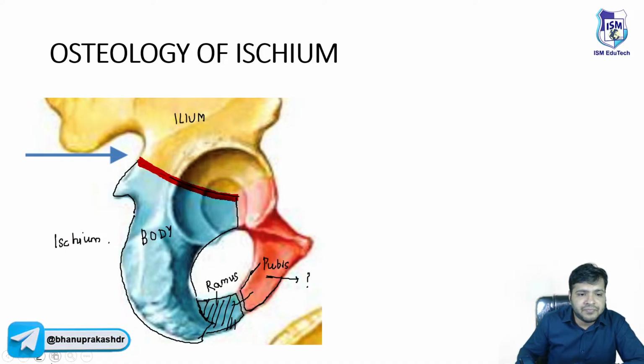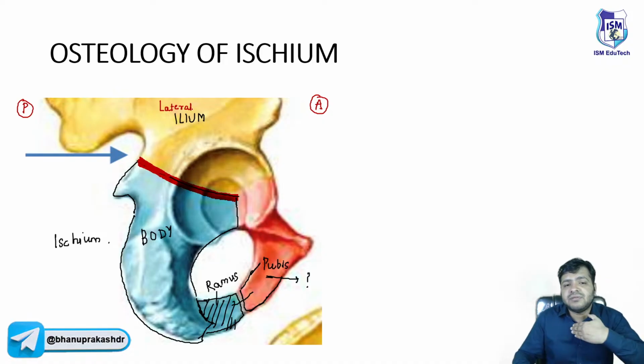And now beta, you already know the directions. You already know the direction कि ये anterior है. This side is anterior, this side is posterior, and this is the lateral view. मतलब हम लोग साइड से देख रहे हैं, right?